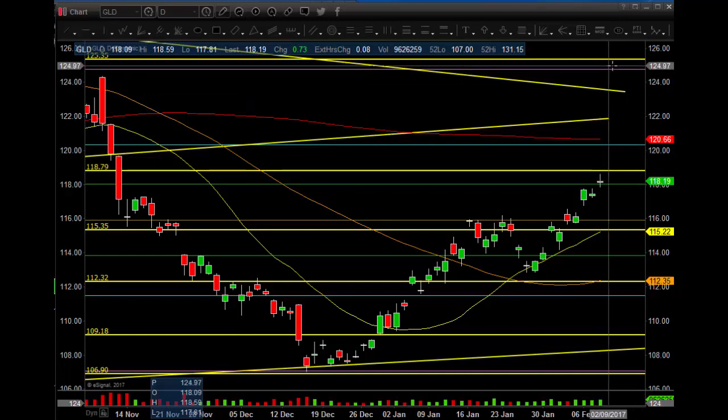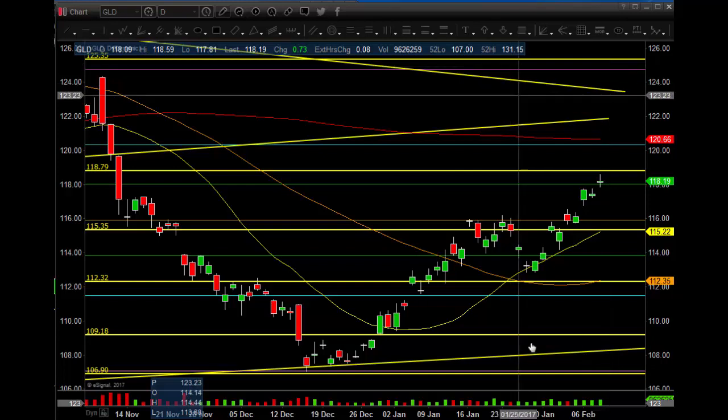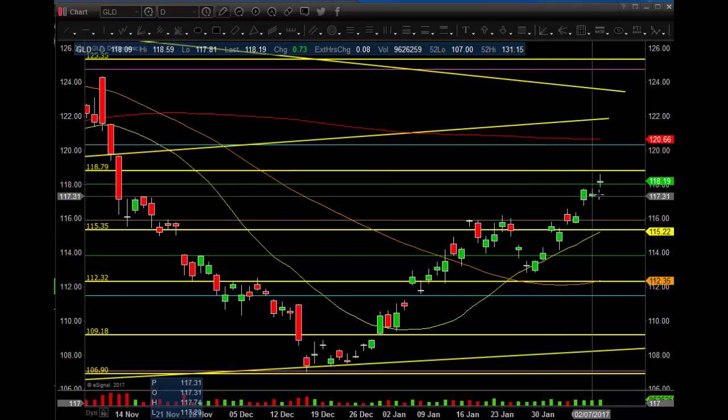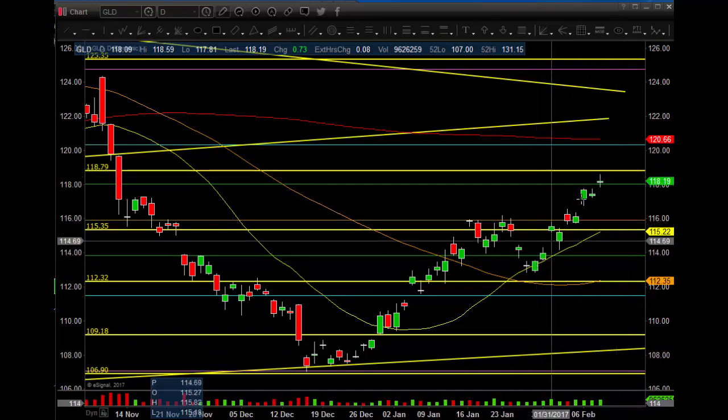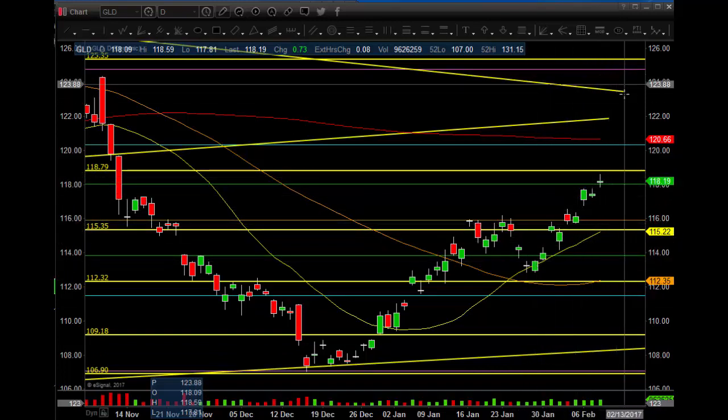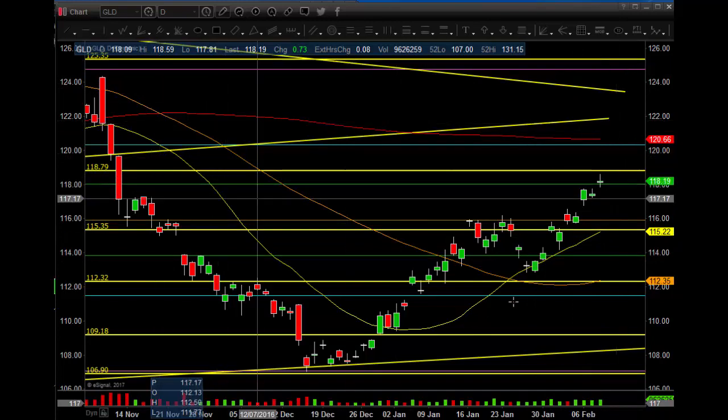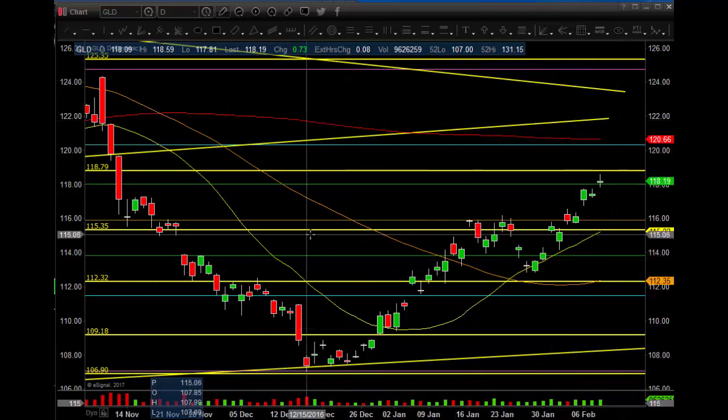Right now, a little bit of shallow pullback for 3 days, and then boom, look at that. 1, 2, 3, 4, 5, 6, 7, 8, 9. It's getting a little bit long in the tooth here. Let's see if we could have one more shallow pullback like this, and then it takes off one more time, hopefully into this area here. So if you're long in gold with us on a swing trade, then hold tight. Let's see if we get a little bit more.